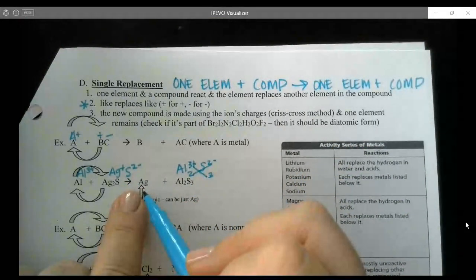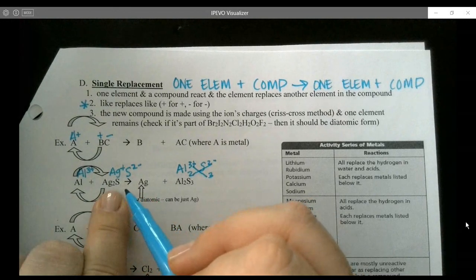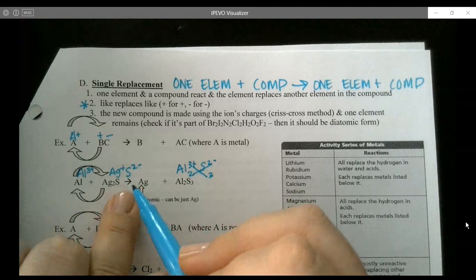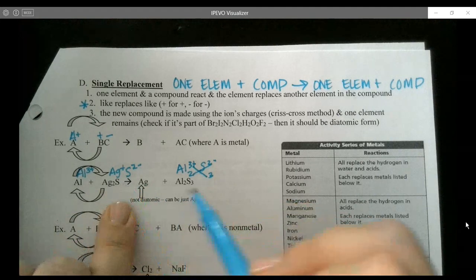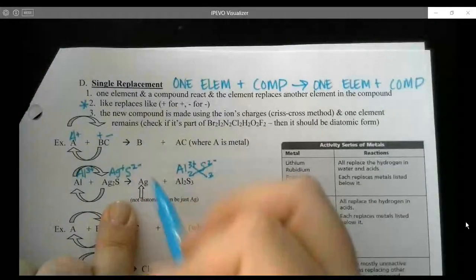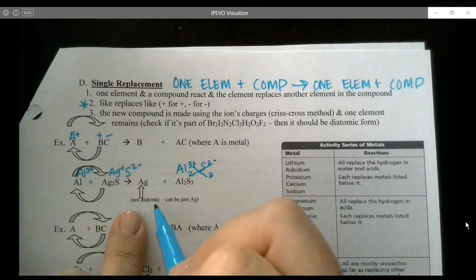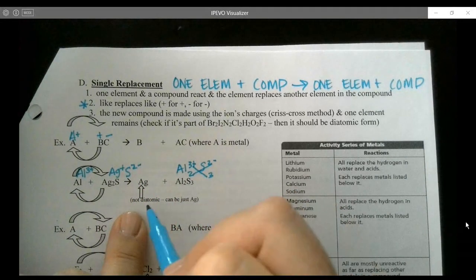Now, Ag got kicked to the curb, right? Aluminum walked up to this compound, said, Ag, you take a hike, man. I'm going to take your boyfriend. And aluminum came in and bonded with S. So aluminum's now with sulfur, Ag's out in the cold. Now, double check, can Ag be alone? Yes, because it's not a diatomic, so it can just be Ag.